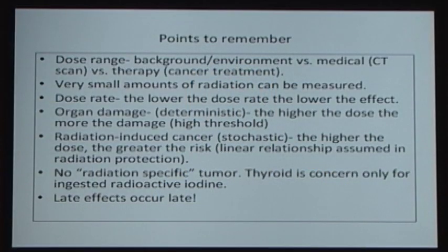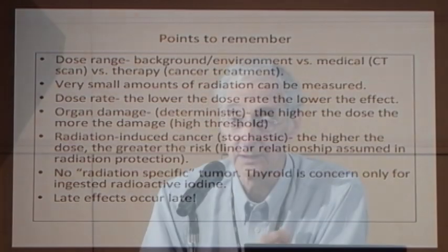So, points to remember about the dose ranges: all radiation isn't the same in its effect. There's background environmental radiation, there's medical CT scan radiation, which is a bit higher, and therapy radiation, which is much, much higher than that. Very small amounts of radiation can be measured, so we can measure stuff that has no biological significance. What's bad about radiation is you can't see it. What's good about radiation is you can measure it, and you can make your decisions based on scientific measurements.